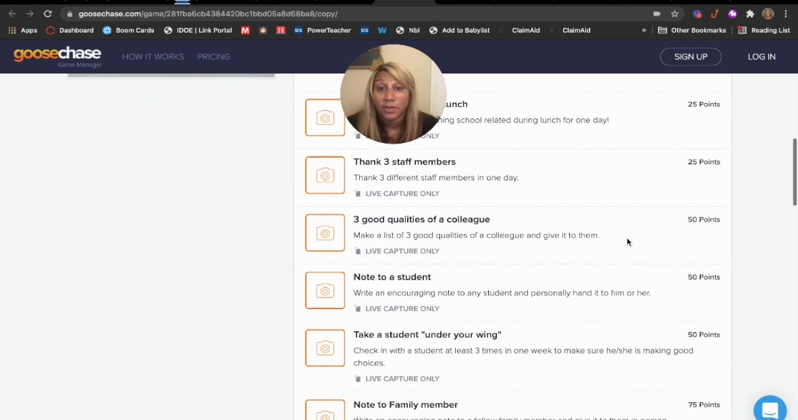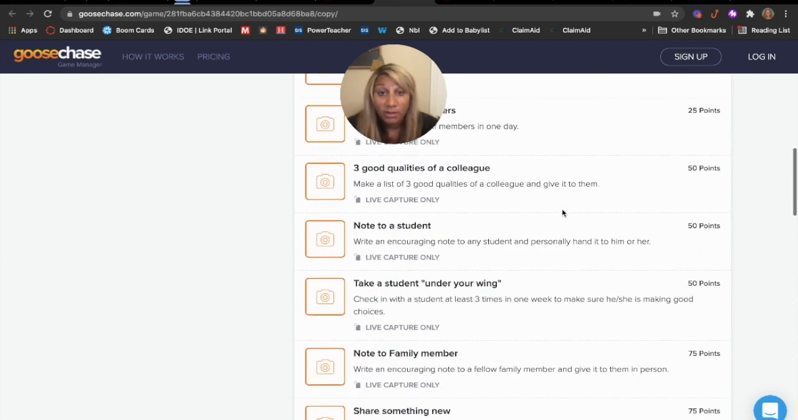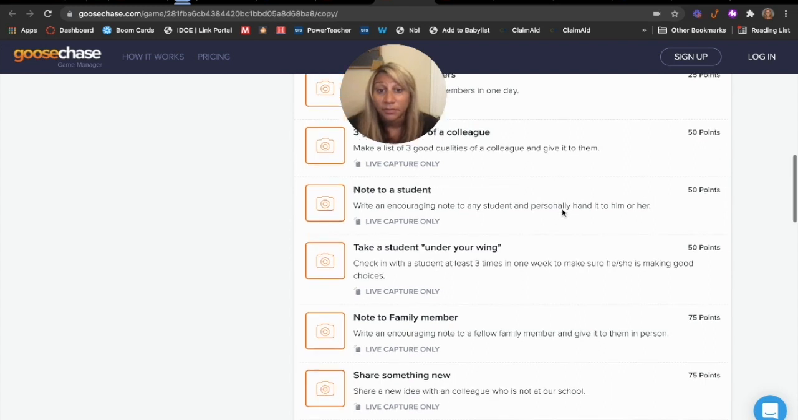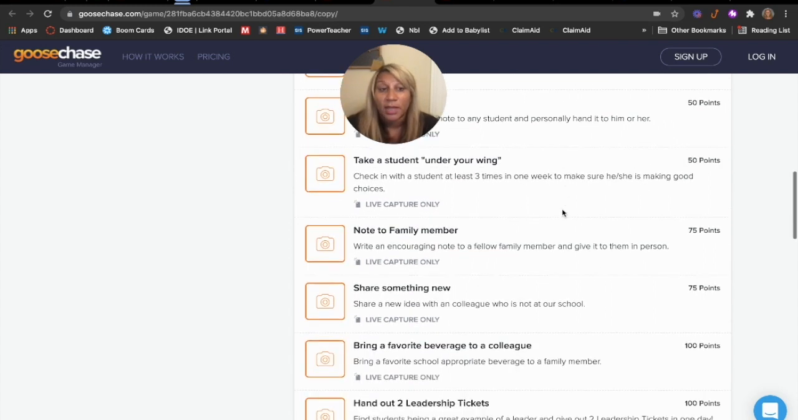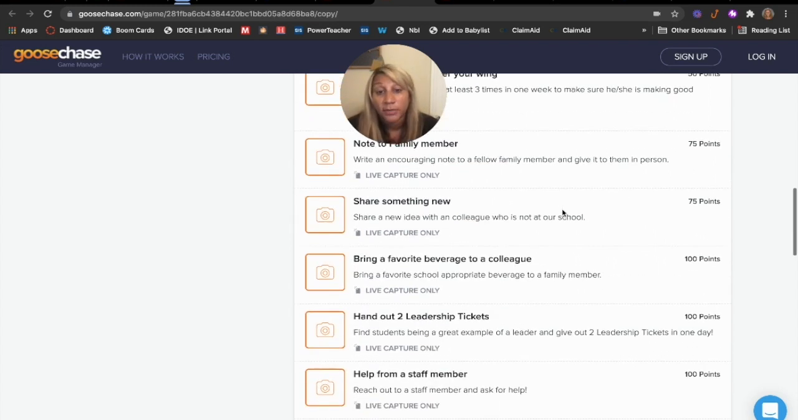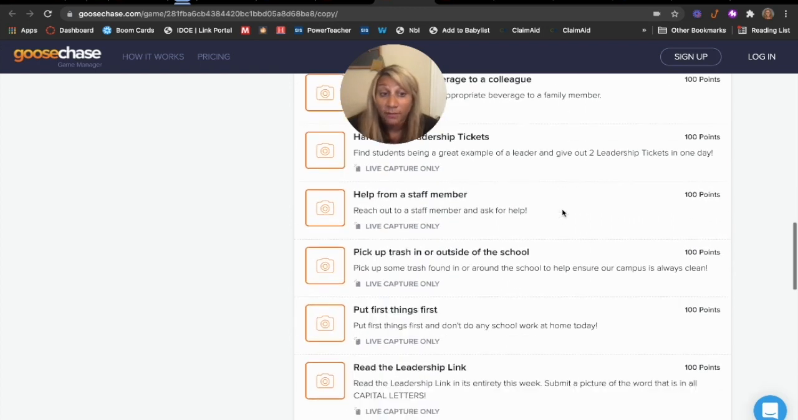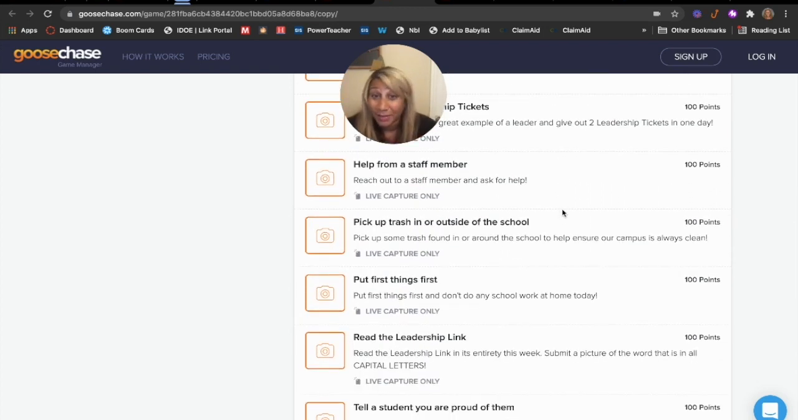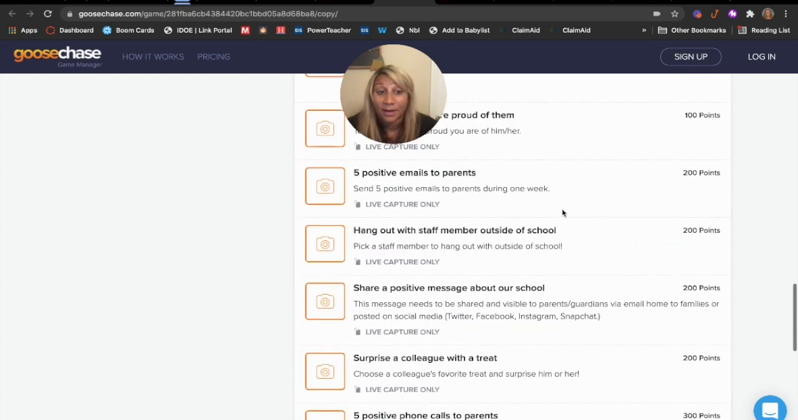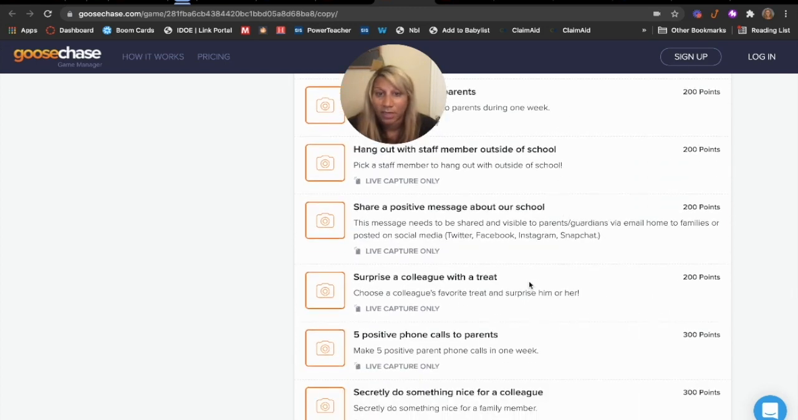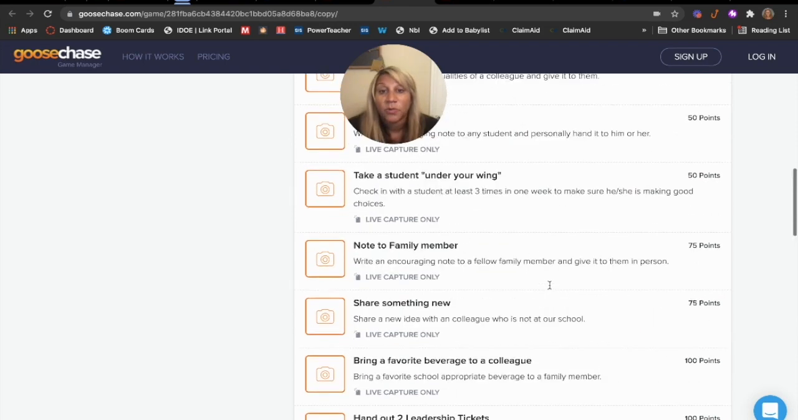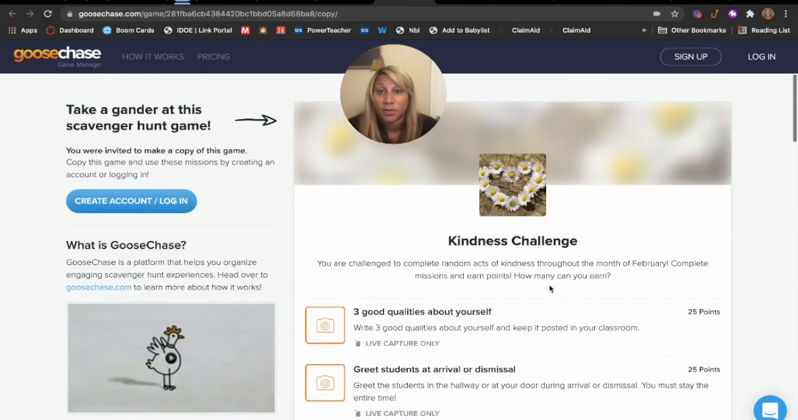So there are different tools. Think a staff member, good qualities of a colleague, a note to a student. So they would go through and do all of these different challenges throughout the month of February. You could shorten it if it's too much, of course, and then get points for it, and it gets tougher and tougher. So this is one way that we could do the kindness challenge using Goose Chase.